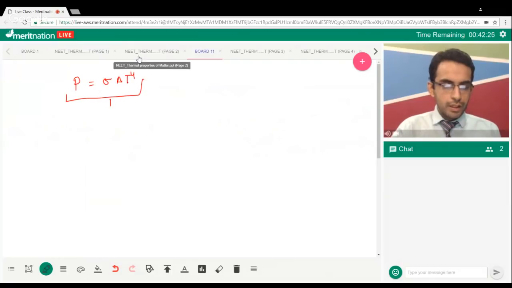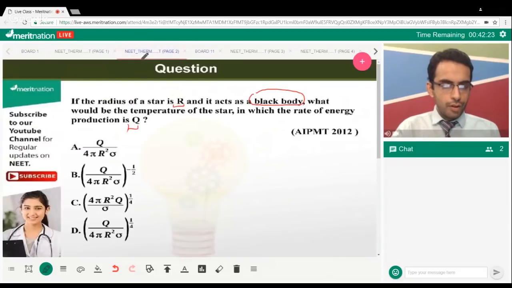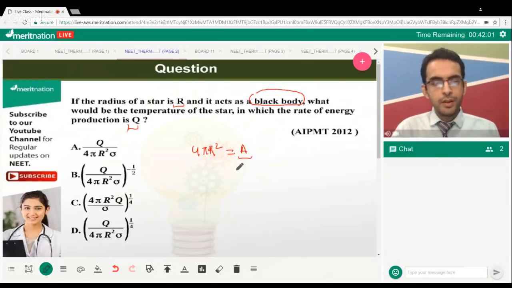Now see, if the radius of the star is capital R, and if we are taking the star as a sphere, what do you think is the surface area? It should be equal to 4 pi r square, right? 4 pi r square is the surface area. So according to this law, now see what is given here in the question? The rate of energy production. Rate means its power.